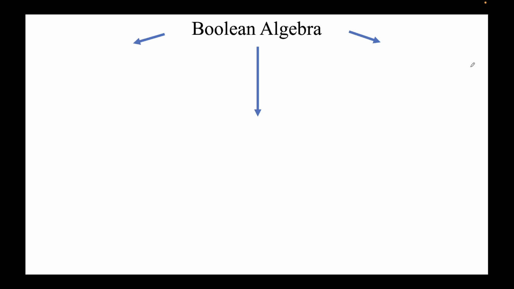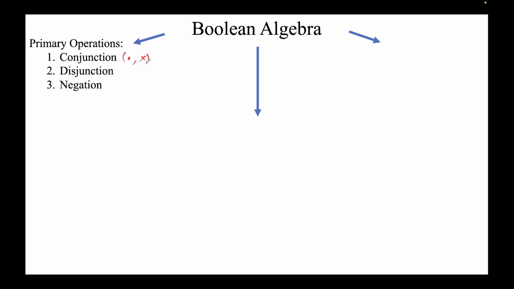So what do we mean by Boolean algebra? Boolean algebra performs three primary operations. The first is conjunction. Conjunction means the output will be true only when all the inputs are true, and this is often denoted using the dot symbol or the multiply symbol. The disjunction means the output can be true if at least one of the inputs is true, and thus this is denoted by the plus symbol.